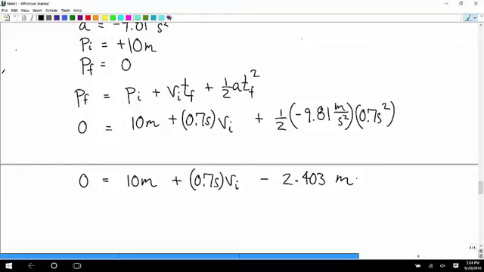Because we don't know the final velocity. It's before hitting the ground. As soon as it hits the ground, these equations are invalid, because it's not in free fall anymore.